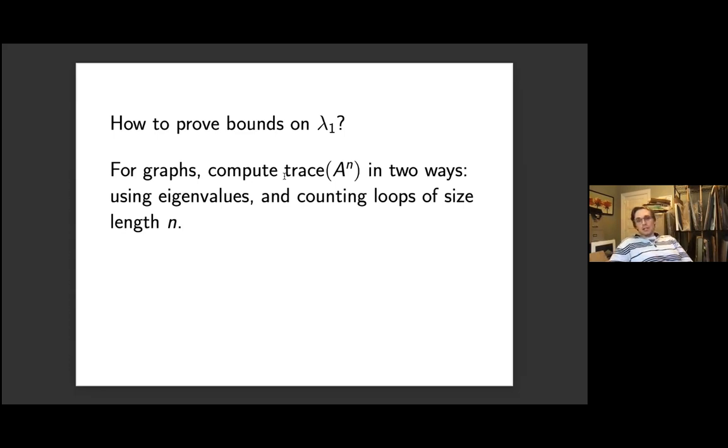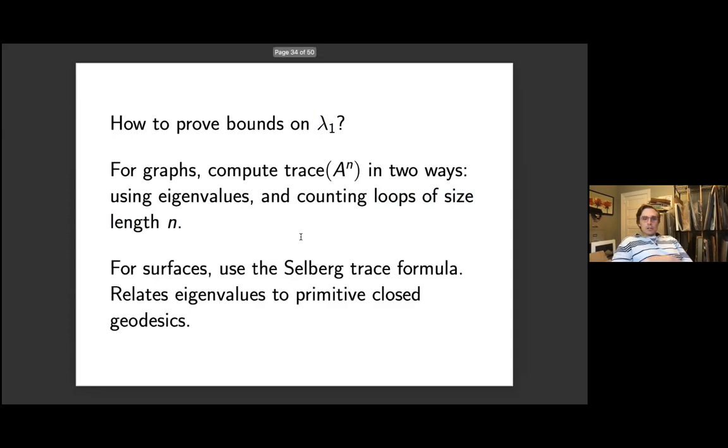But for this application, the idea is if you can understand the number of loops of length n in the graph for appropriate n, then you'll understand lambda 1 and other things about the spectrum. This is the common idea in many different results in spectral theory. So there's a version of this also for hyperbolic surfaces. It's called the Selberg trace formula. I'm not going to state it, but it relates eigenvalues of the Laplacian to primitive closed geodesics, and essentially allows us to reduce the problem of proving lambda 1 is big to understanding the number of closed geodesics.